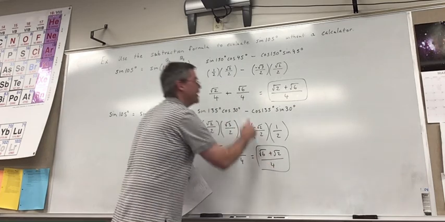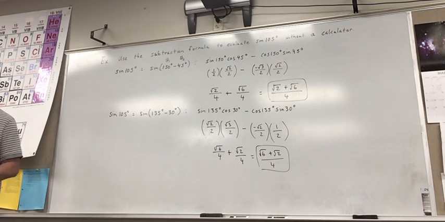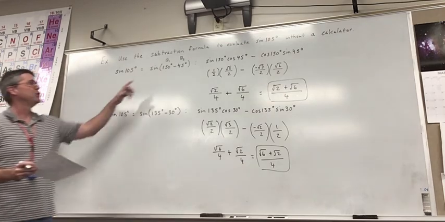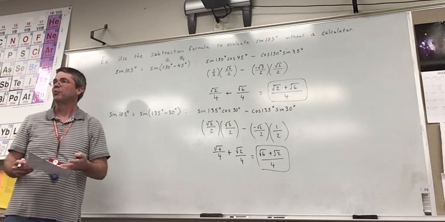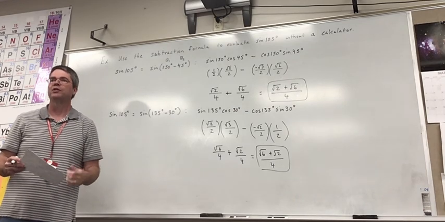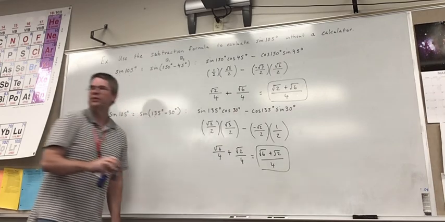Is that the same thing as root 2 plus root 6 over 4? Same thing, just a little different order. So that just goes to show you how you can pick whatever you want. You could also do an addition. You could do 60 plus 45 and use the addition formula. All right, so that's all there is to it.